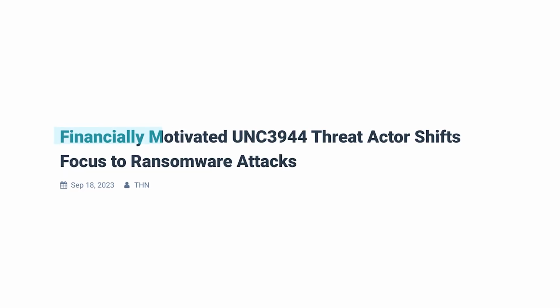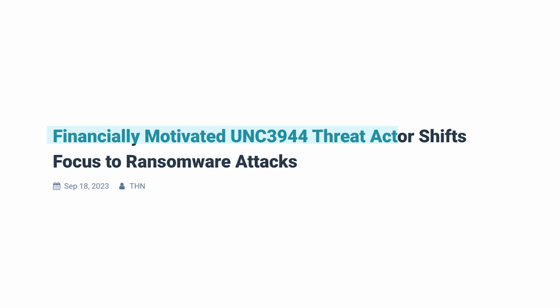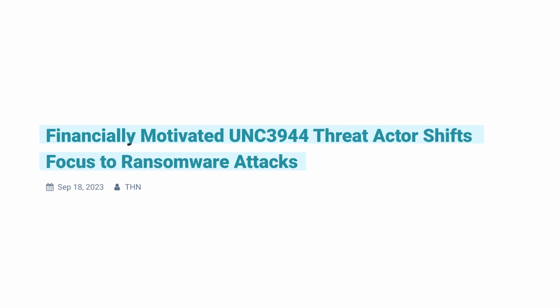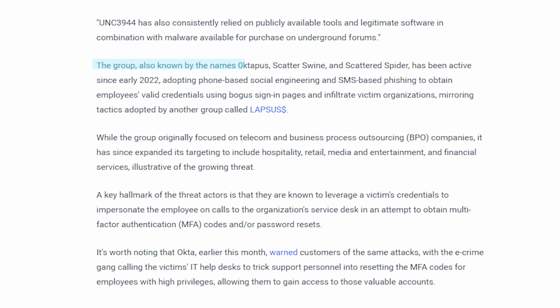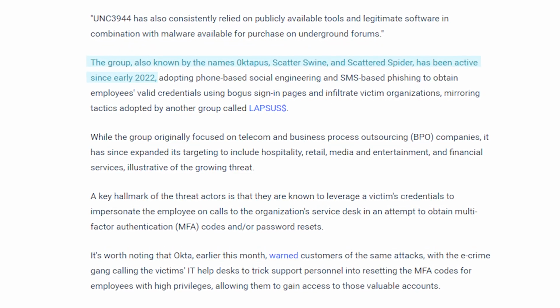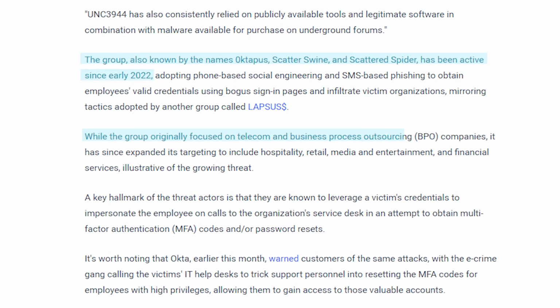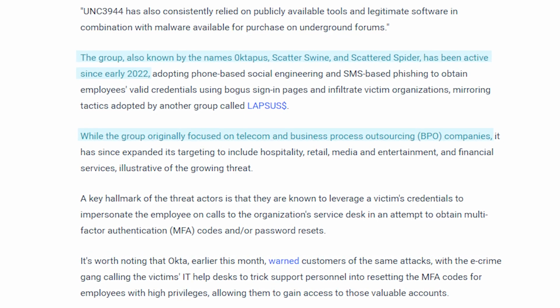Speaking of Scattered Spider, one of their many other names is UNC3944. And we've got a good rundown this week of how their tactics are shifting. Check out the link for the full report, but here are some highlights. They've been an active group since 2022, but they initially targeted only telecom and business process outsourcing providers. Now they've expanded to all sorts of sectors: hospitality, financial, you name it.